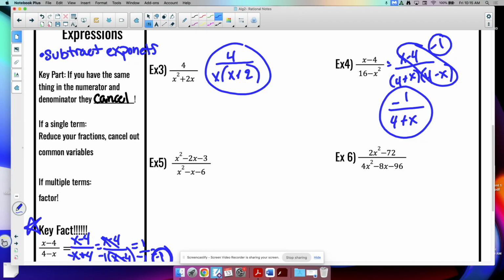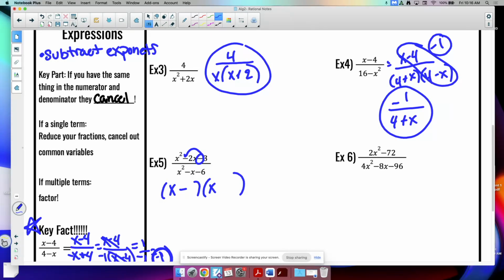Okay, next one. When you're given something that's not factored, make sure you factor first. You just can't start crossing off like x squared with x squared. As soon as you see a plus or minus sign, it needs to be factored. Numerator wise, do we have a greatest common factor? Nope, so we go x and x. What do we know about our signs if we have a minus sign at the end? Are they the same or opposite?